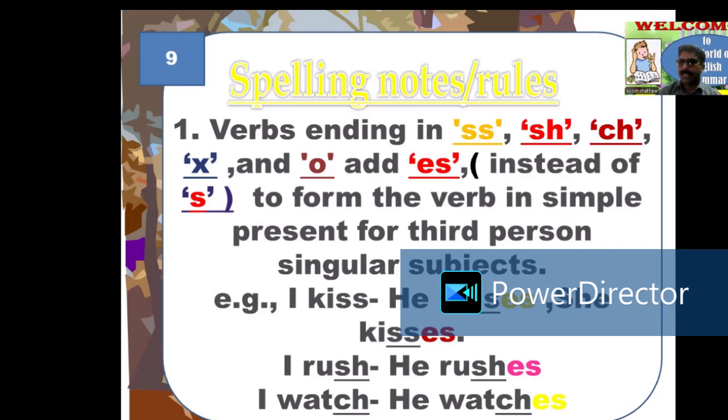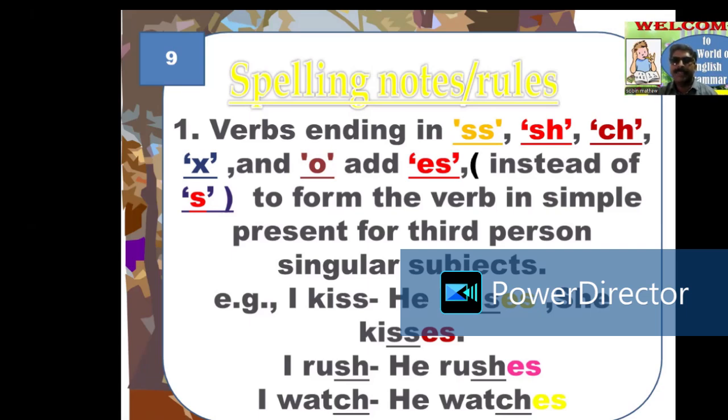Verbs ending in SS, SH, CH, X, or O add an ES to the base form to form the verb in simple present for third person singular subjects. Instead of an S, we will add an ES with the verb. For example, I go becomes he goes. I rush becomes he rushes. Did you understand these spelling notes?